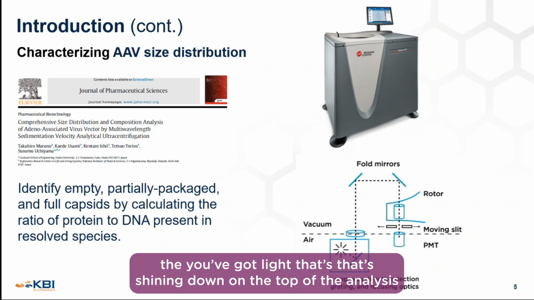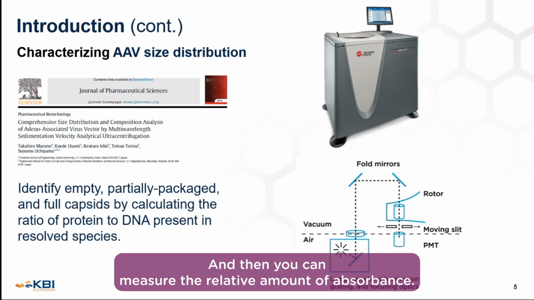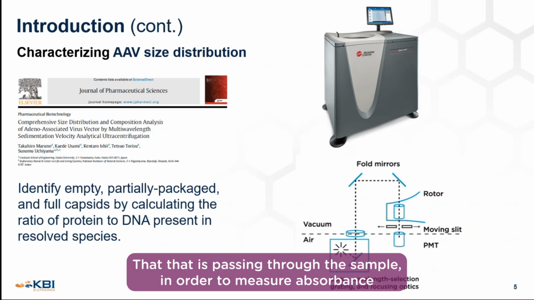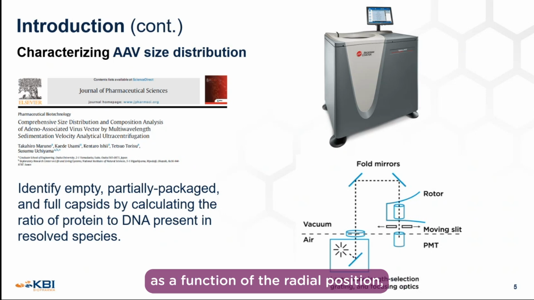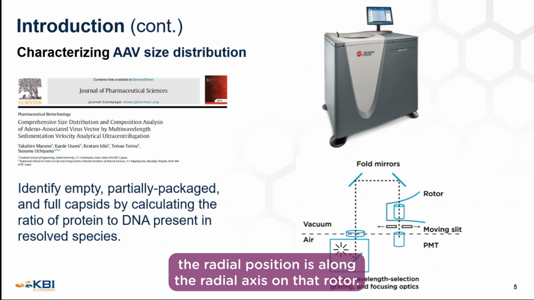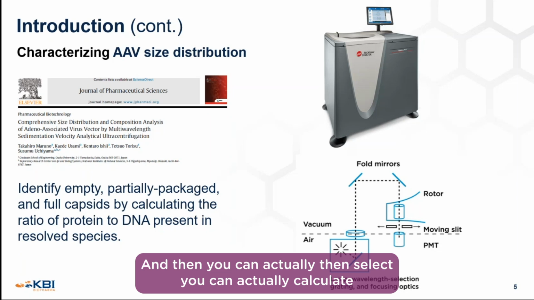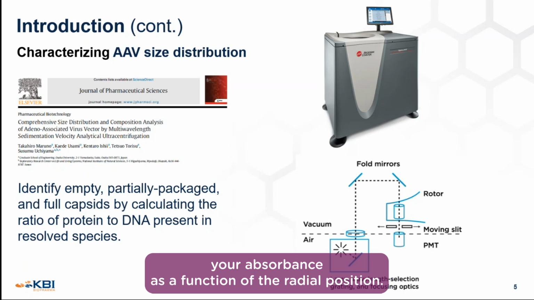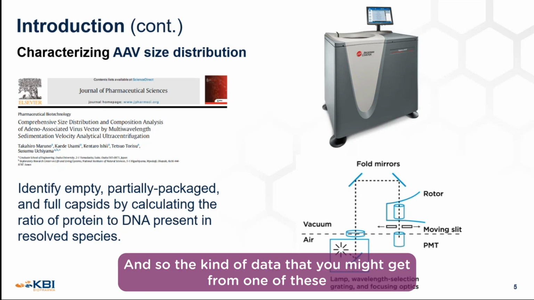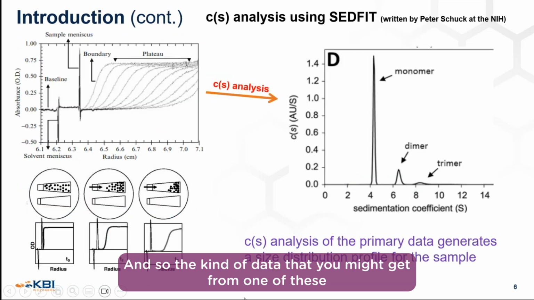You've got light shining down on the top of the analysis centerpiece as the rotor is spinning, and then you can measure the relative amount of absorbance that is passing through the sample, as a function of the radial position along the radial axis of that rotor. There's a moving slit assembly that moves around there, and then you can calculate your absorbance as a function of the radial position with this moving slit.